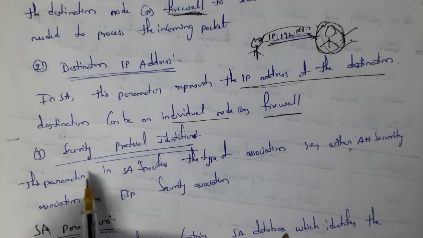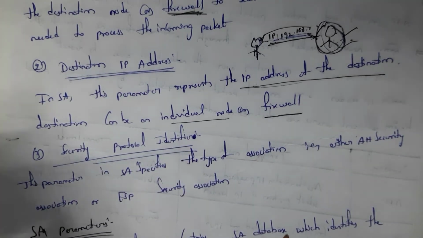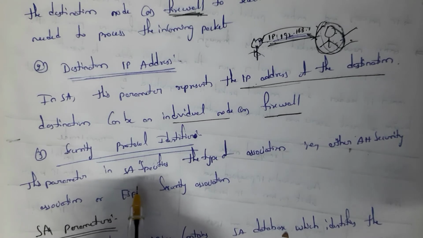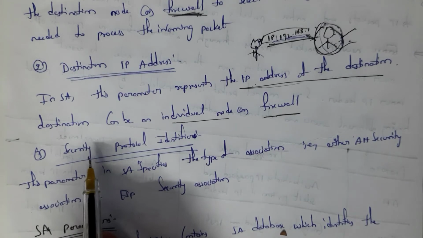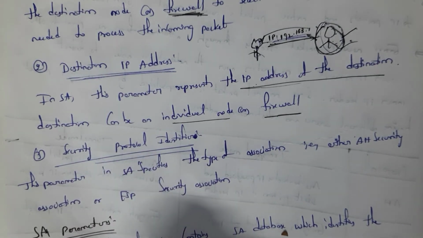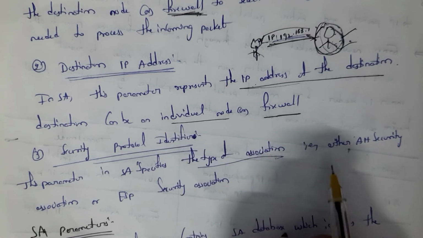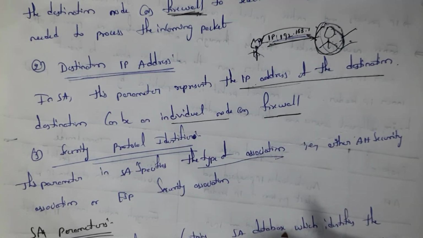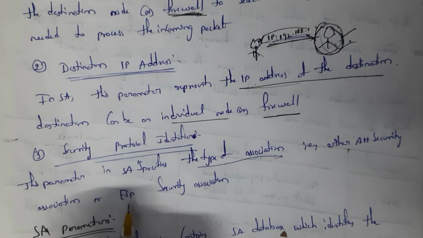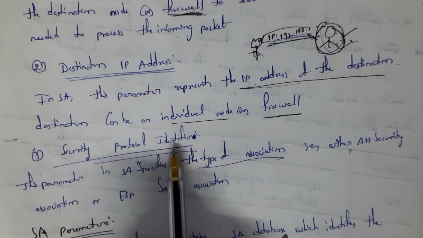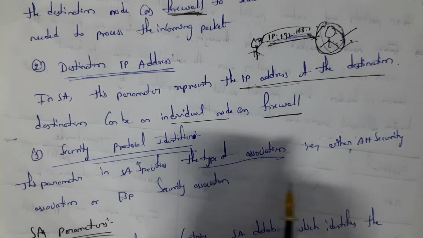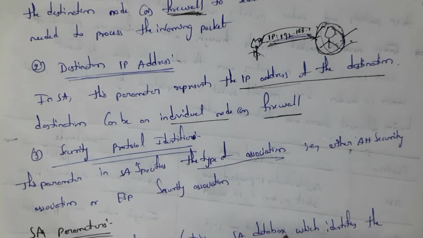And the third one is the security protocol identifier. This parameter in a security association specifies the type of association, that is either the authentication header association type or encapsulation security payload ESP security associations. These two are the associations. This parameter identifies whether the association type is the authentication header type or the encapsulation security payload header type.